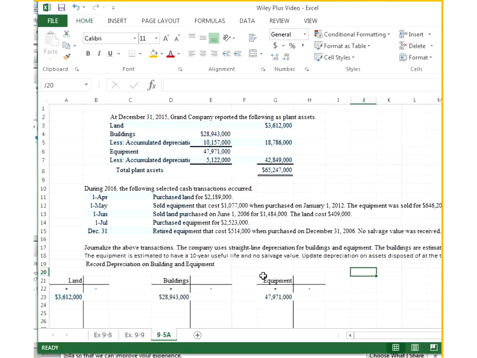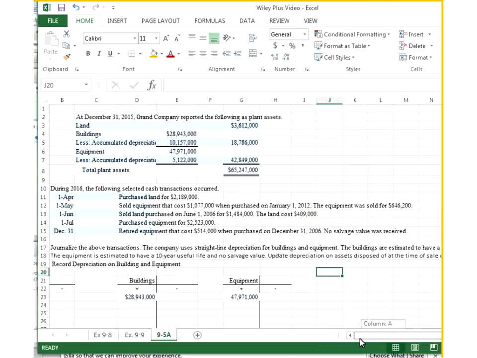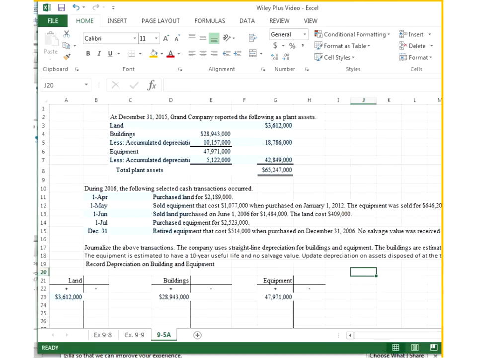So on April 1, this one's very easy. We purchased land, but let's first read through the rest of the instructions, because it'll tell us in the instructions that every purchase or every sale was done with cash. So that's going to be important to know. And when we do the depreciation, it's going to be done via straight line depreciation.